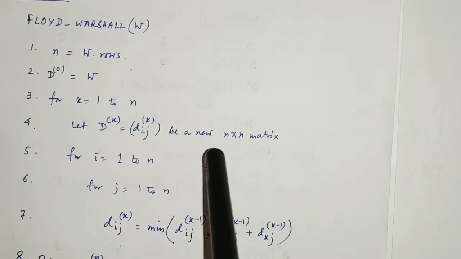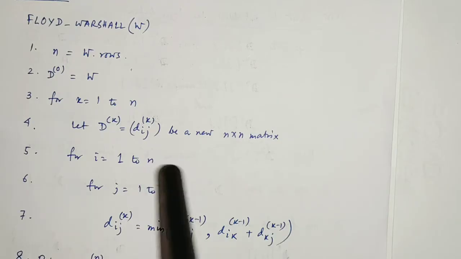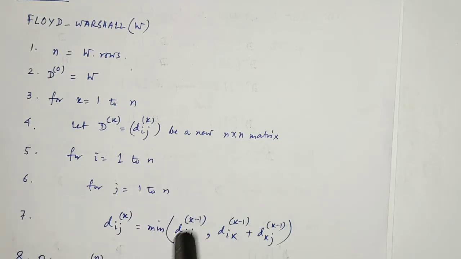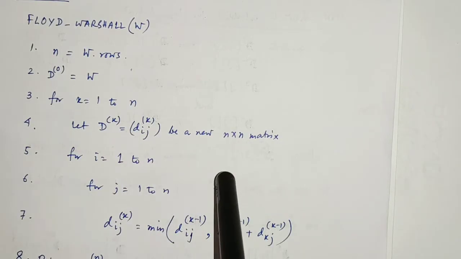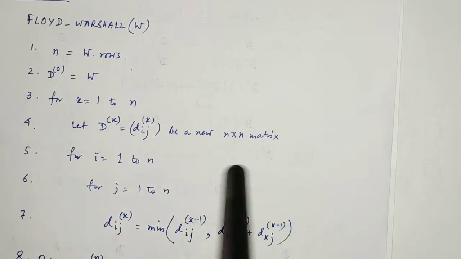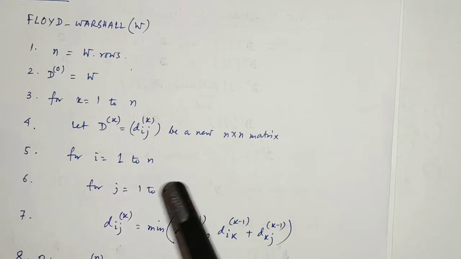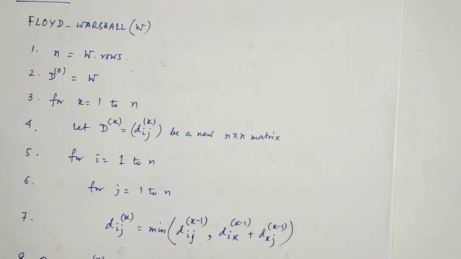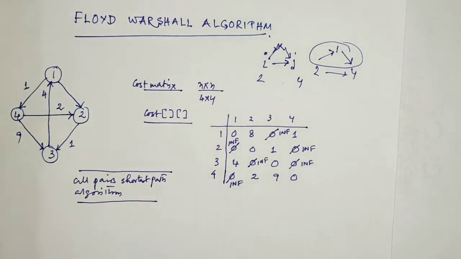i indicates the row number, that means the vertex which you are considering as a source: 1 to 2, 1 to 3, 1 to 4. And j is the column of the cost matrix which indicates the adjacent vertices. That means 1 to 2, 1 to 3, 1 to 4. That means all the vertices which are adjacent will be represented by the column number of the cost matrix. Okay, so first of all you have to form the cost matrix.